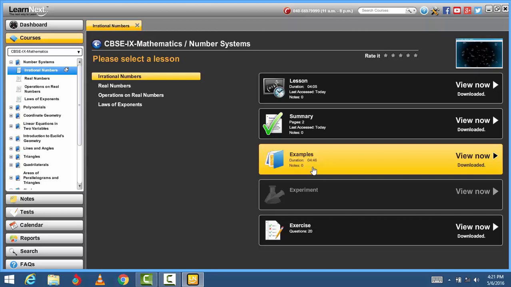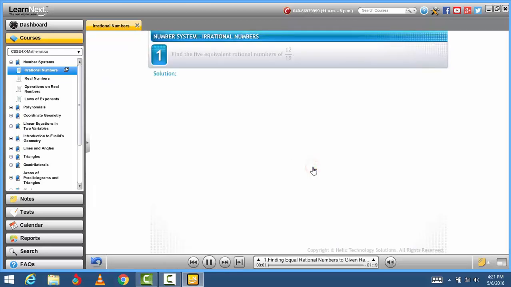Then there will be examples. These are the solved examples. It will be solved here step by step. Find the 5 equivalent rational numbers of 12 upon 15. To find the equivalent of a rational number, we can multiply or divide its numerator and denominator with the same number, so that the value of the rational number does not change.